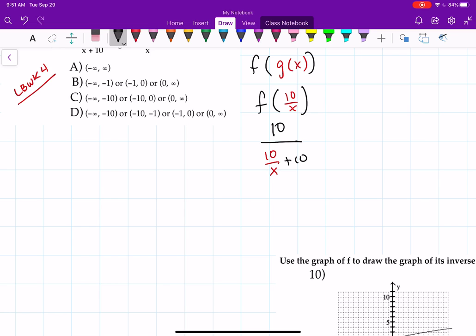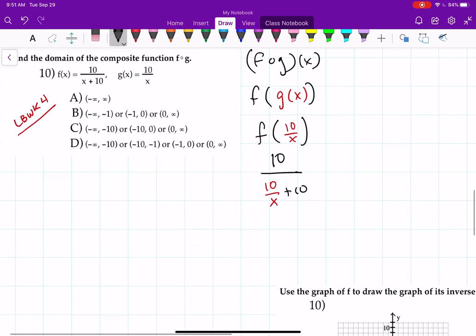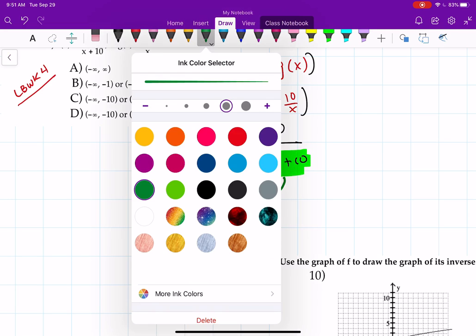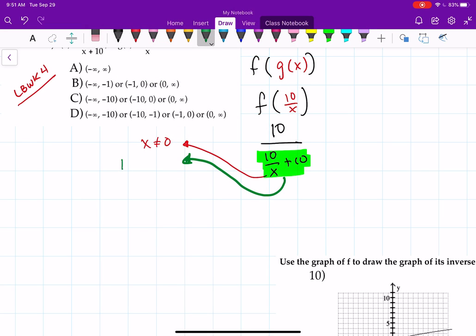Okay, so 2 pieces here. I have 2 denominators. So it's because I gotta find the domain here. So I got 2 denominators. One is this denominator here, which tells me that x cannot equal 0, because if it was 0, then 10 over 0 would be undefined. The second piece is going to be, let me see, let's highlight it in green. The second piece is this whole thing right here. This whole thing tells me that 10 over x plus 10 cannot be 0 either.